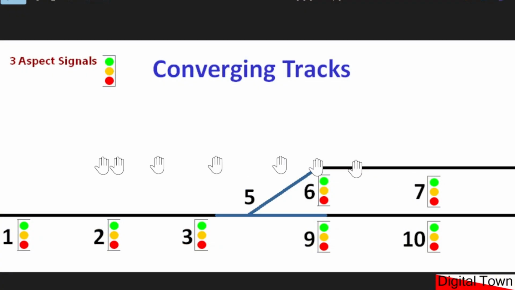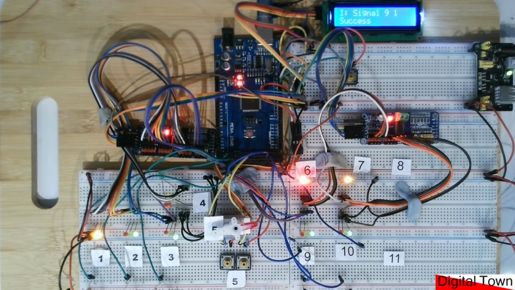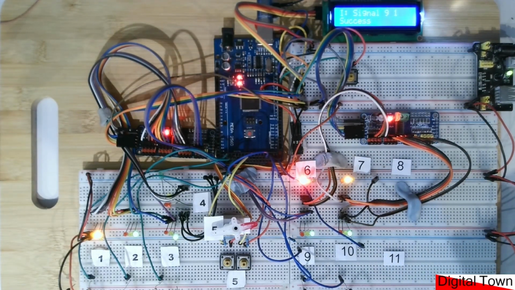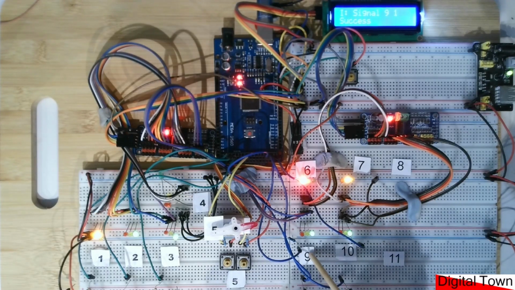So as I've said, this is the track diagram we're going to be looking at today. Now let's take a look at the breadboard version to see what the demo system looks like. So this is my breadboard mock-up of a layout. Obviously trying to get the camera to focus on a huge layout would be a little bit complicated. So we have signals 1, 2, 3, turnout number 5. Signal 4 isn't in use for this demo. That's going to be used for the opposite direction for the diverging tracks. We've then got signals 9, 10, 11 isn't used in this, 6, 7, and again 8 is not used in this demo.